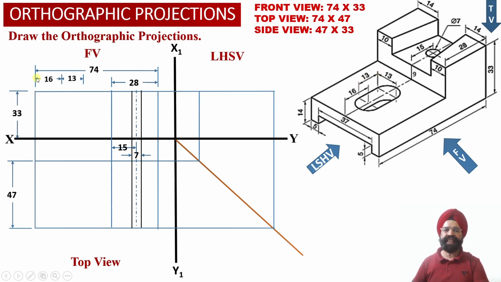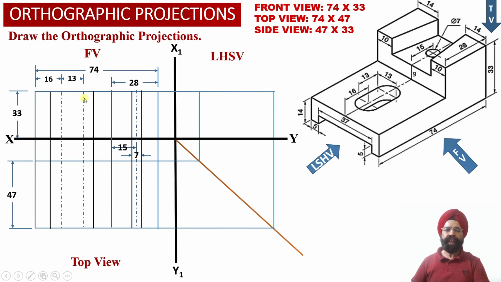So these two distances, 16 millimeter corresponding to the center point of the first semicircular slot on the left hand side, and this is 13 millimeter. This is again the center point corresponding to the second semicircular slot over here. This way, two vertical center projector lines we have been able to obtain in the front view projections, and we have extended these two vertical center projector lines appropriately into the top view projections over here.